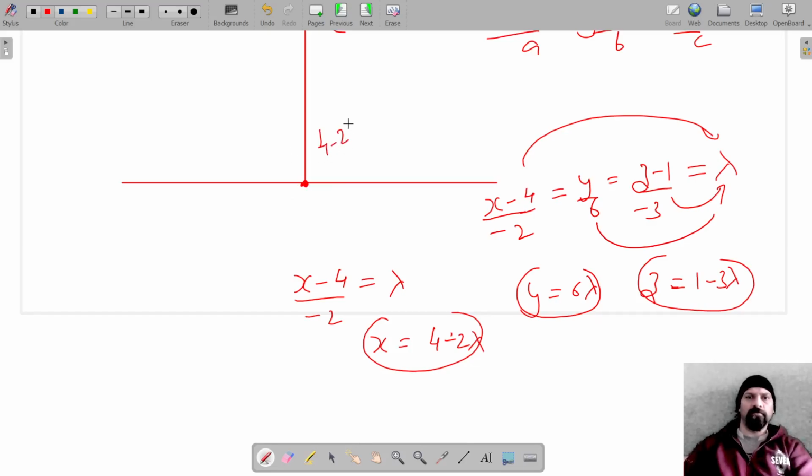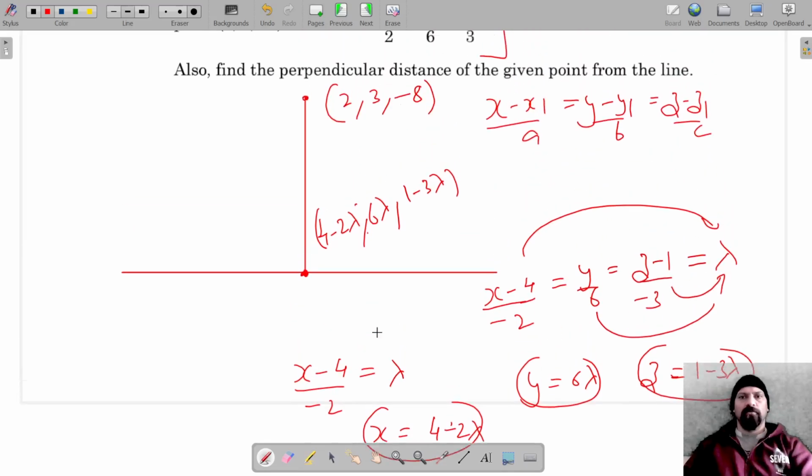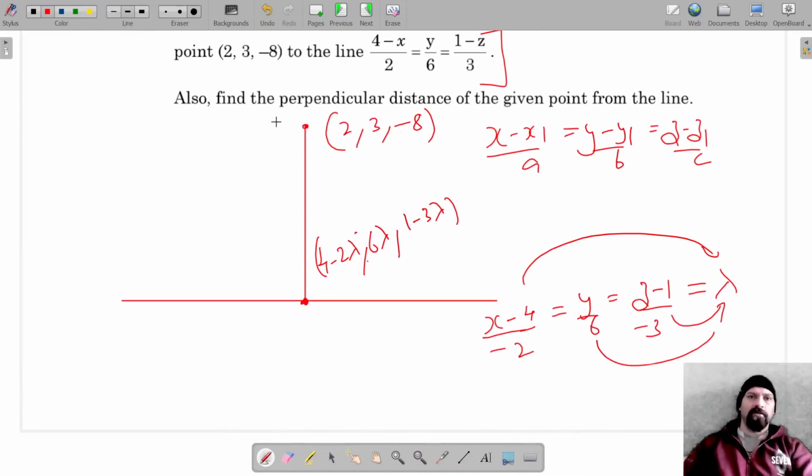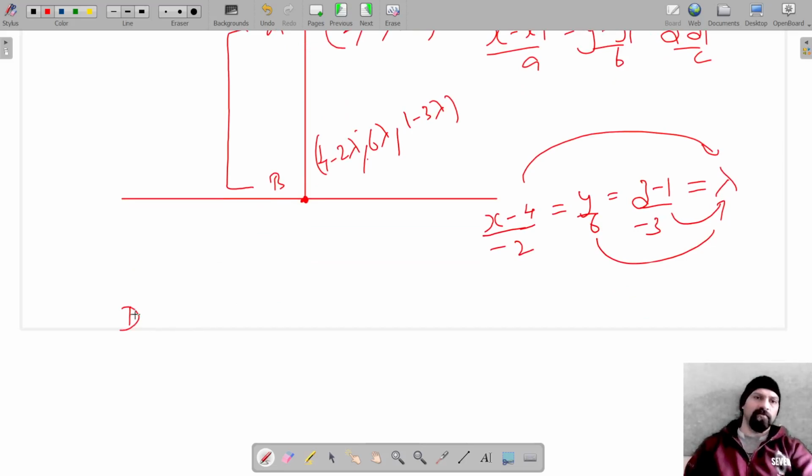So the coordinates of the foot of the perpendicular are, let's say, 4 minus 2 lambda, 6 lambda, and 1 minus 3 lambda, for some value of lambda. So we have got the coordinates of the foot of the perpendicular for some value of lambda. Now, let's say this is line AB. So what would be the direction ratios of line AB?